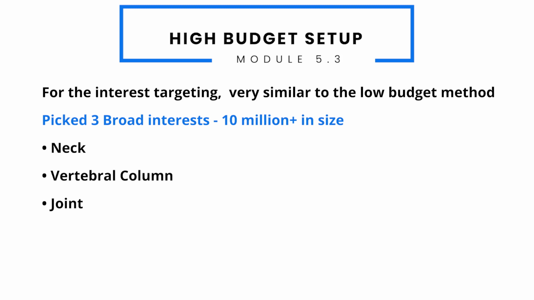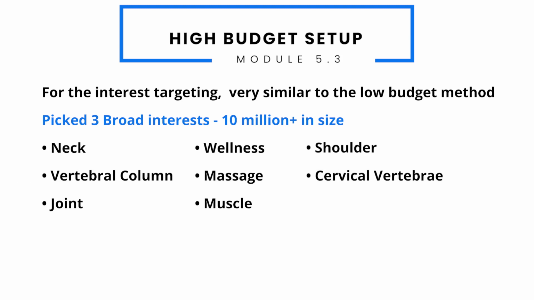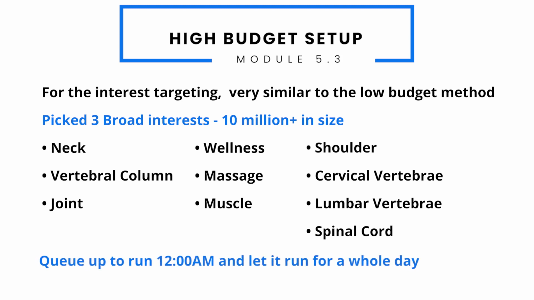With the high budget strat, the approach will also include these audiences, but in addition to these, you'll also want to find 3 more audiences that too are also broad but more loosely related to your product. In the case of the neck device, I would use something like the following: wellness, massage, and muscle. And then to get our desired 10 interest count, I'll also pick out 4 interests more closely related to neck: shoulder, cervical vertebrae, lumbar vertebrae, spinal cord. And after creating these, queue them up to launch at midnight of your ad account time zone and let the CBO run for a day before moving on to step 2.